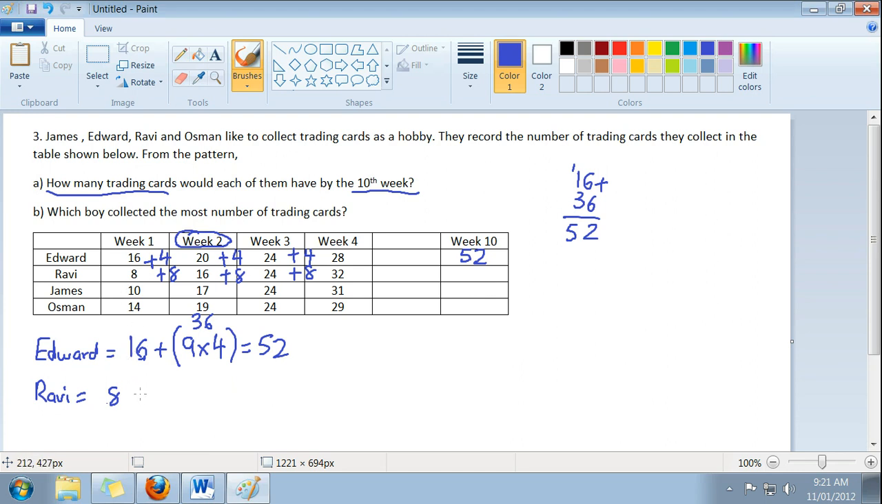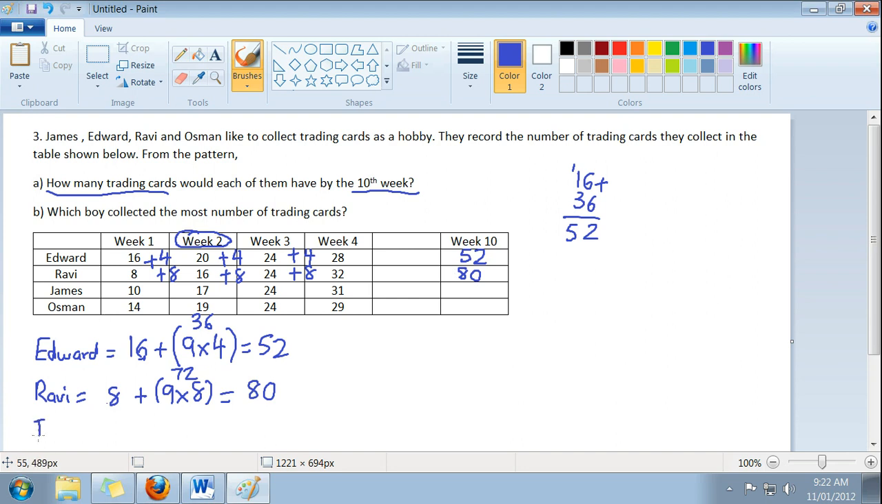We know that in week 1, Ravi has 8. And since to get from week 1 to week 10 we have 9 weeks, we can write a 9 here. And we can write times. And most of you would have guessed that we times by 8. Okay? So rather than adding 8 all the time and filling in your table slowly, this is how we can find week 10. Okay? 9 times 8 is 72. So 8 plus 72 is 80. So we can write 80 here.